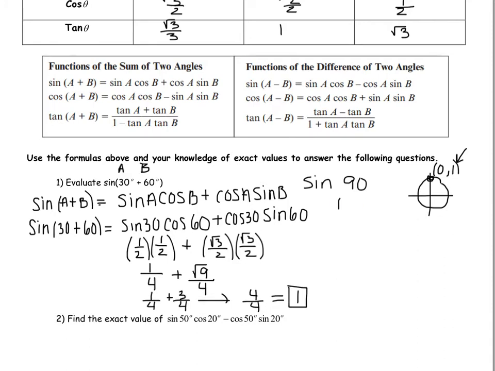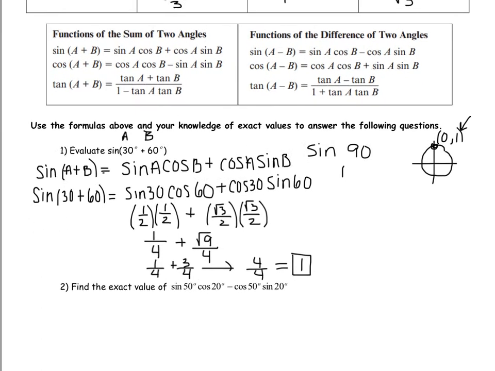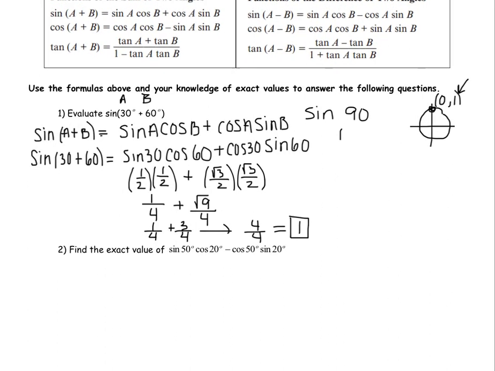Okay, so now let's look at example number 2. Example 2 has this long sine 50, cos 20 expression here. So you basically want to match up to see which one it is out of these 4. So let's see, sine of 50, so sine cos minus cosine. So sine cos minus cosine. So I'm thinking it's the sine a minus b formula. So let's go ahead and write down that formula.